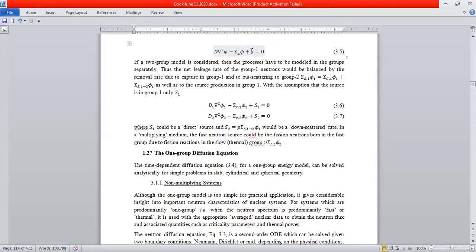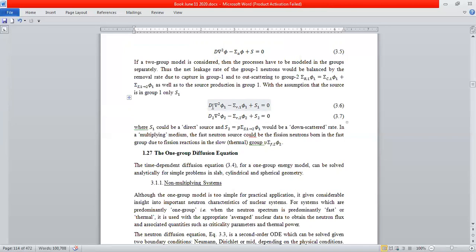And that says whatever is the source is equal to the losses. So the leakage term and the loss term by absorption balance out with the source term in the steady state. Now let's look at the fast group. What's happening in the fast group?